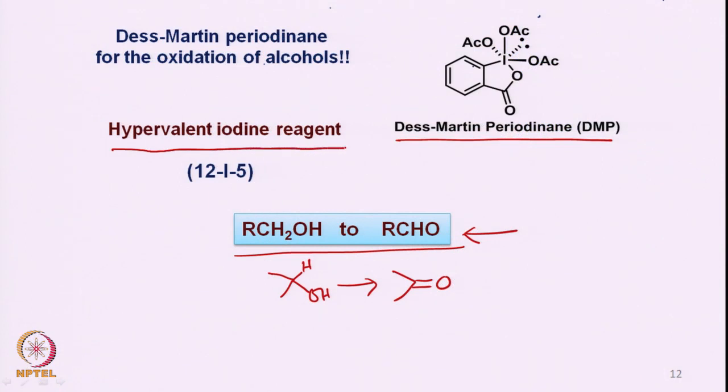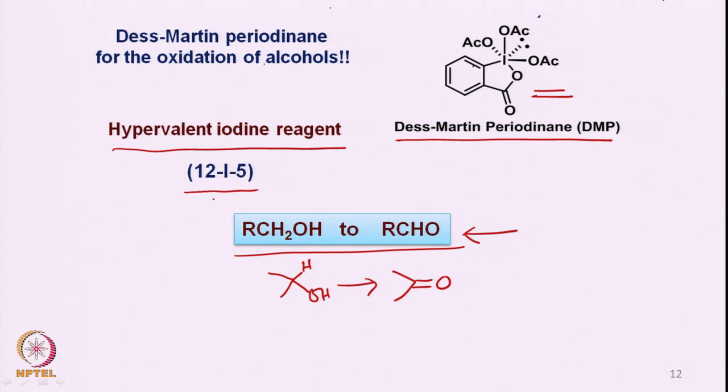As we go along, we will see how important this method is from the point of view of dealing with sensitive substrates. Now this is called Des-Martin periodinane. Basically, it is based on a hypervalent iodine reagent. For example, this reagent here, where the iodine is having hypervalency. So this is called 12-I-5.